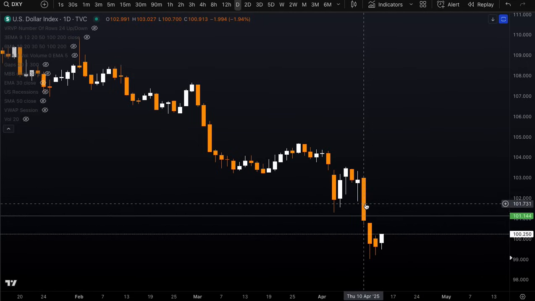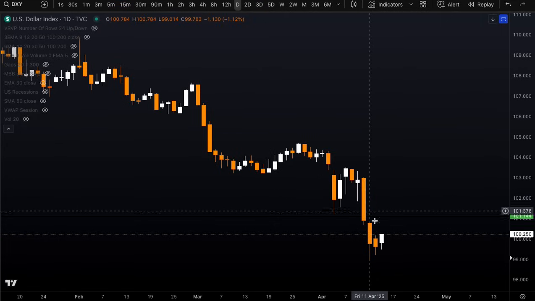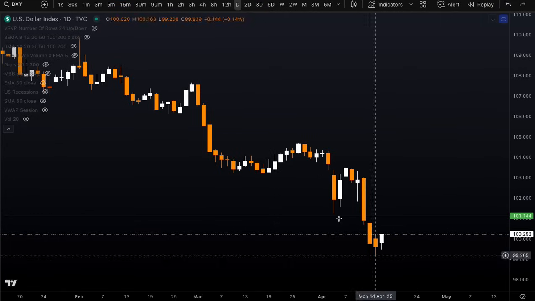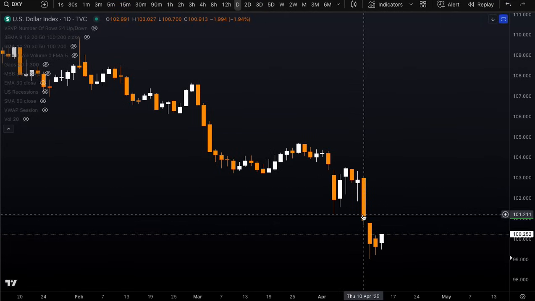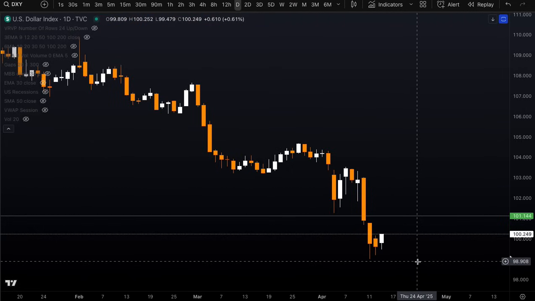It wasn't just intraday, moving around, like he tried to kind of say. This was a concerted selling of dollars. I just don't know if he's trying to put a nice spin on it for some reason.